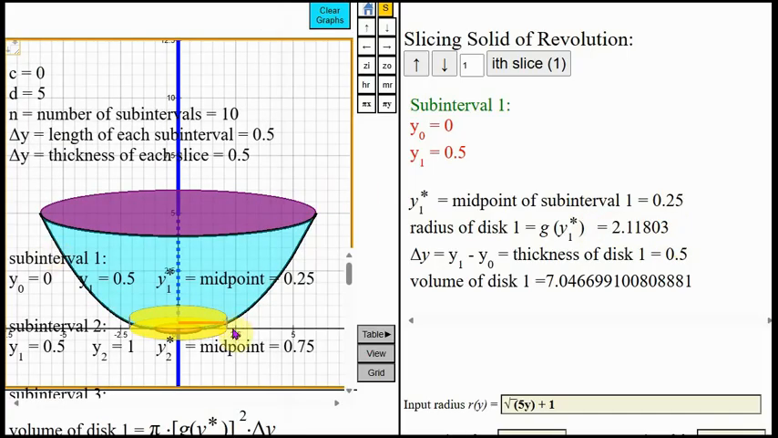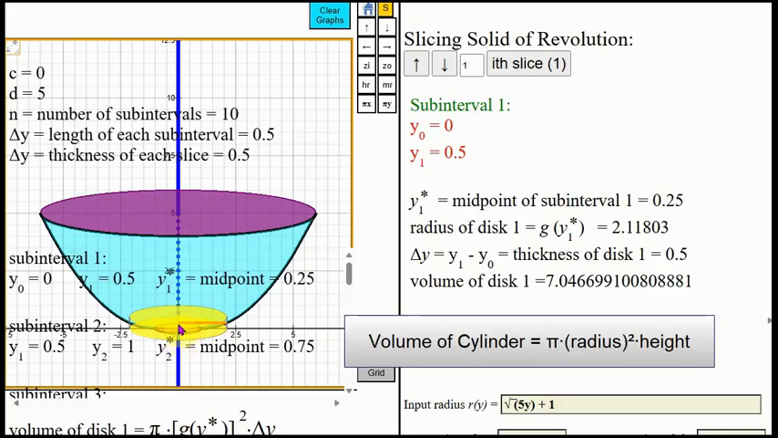And so for this cylinder right here, the height or the thickness of the slice is 0.25. The radius is 2.11803. And so the volume of this cylinder, which is pi times the square of the radius times the height, is going to be 7.046699.